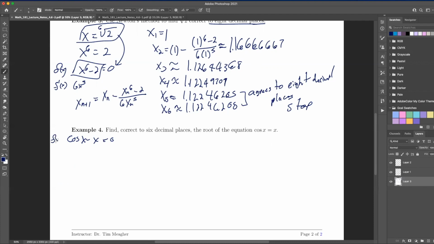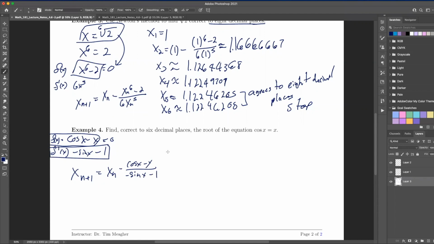All right, so if this is f of x, what's our f prime of x? Our f prime of x here is, cosine goes to minus sine x, and 1 minus 1. So here's our f of x. This is our derivative. And so here we can say our equation for this one is x_(n+1) is equal to x_n minus our function value, which in this case is cosine x minus x, over our derivative, which is minus sine of x minus 1.